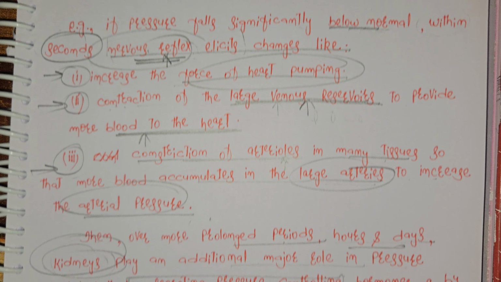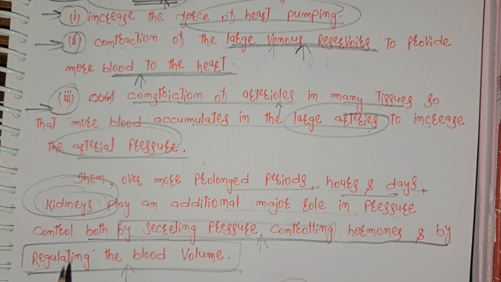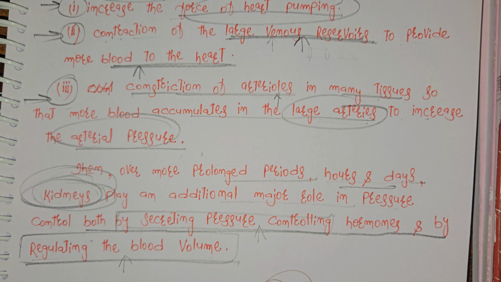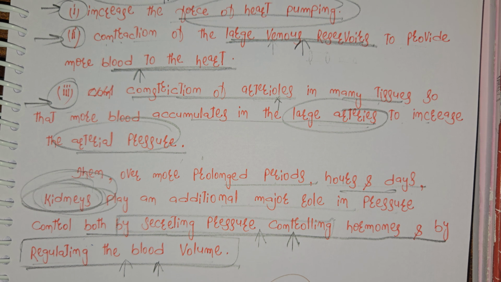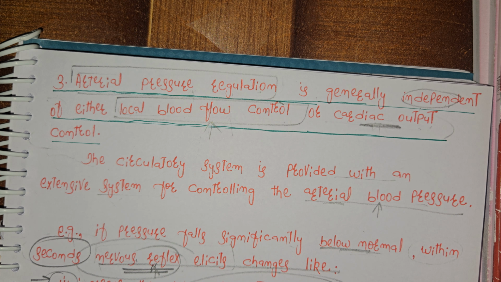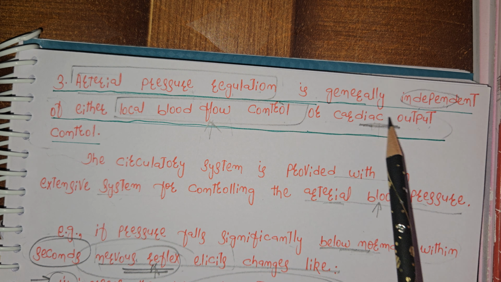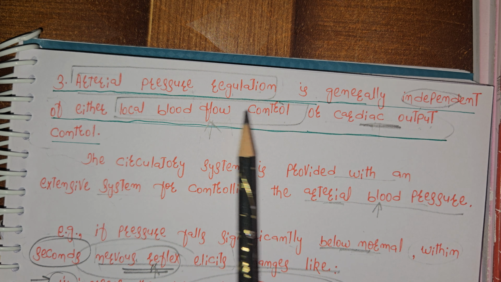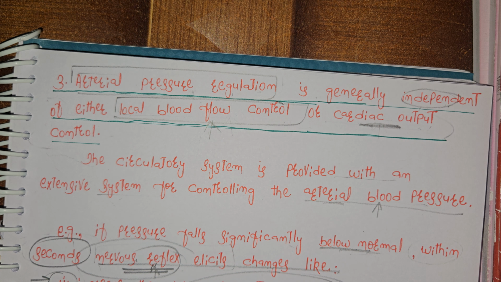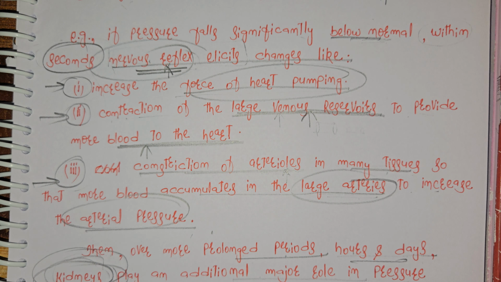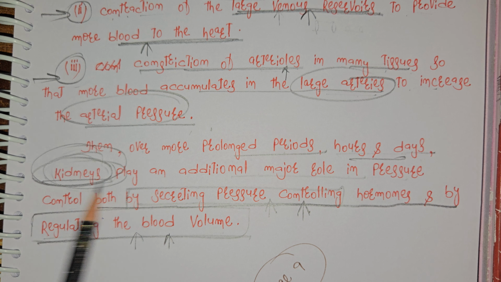Arterial pressure is also maintained with the help of the kidneys. The kidneys secrete pressure controlling hormones and also regulate the volume of blood. So this was the third basic principle, that arterial blood pressure regulation is generally independent. It does not depend on local blood flow control or cardiac output control, and we saw it depends upon the nervous reflex and the kidneys.